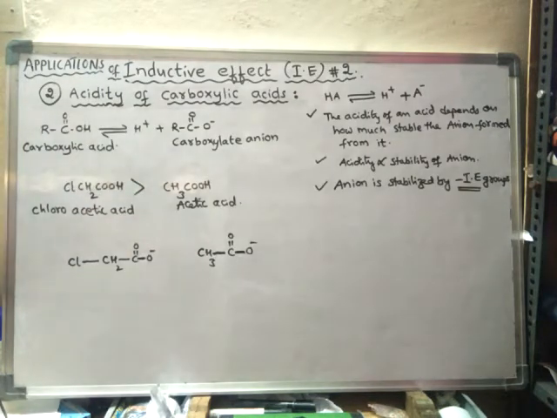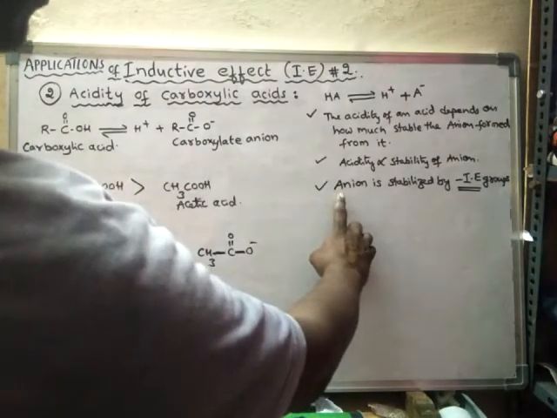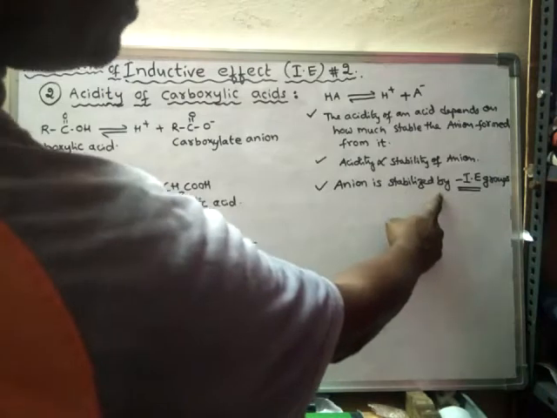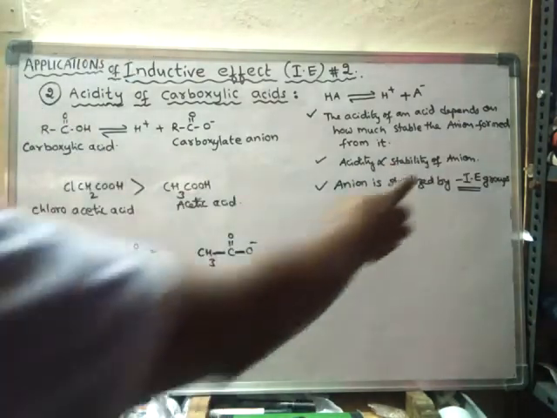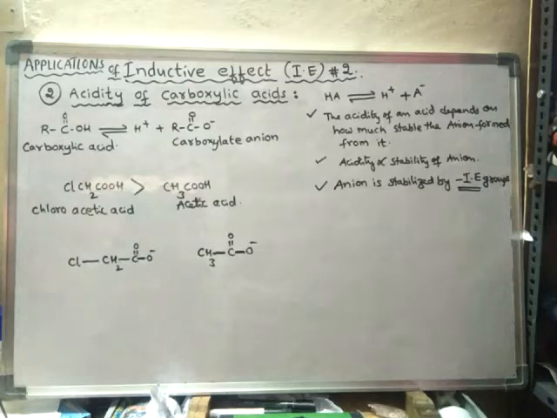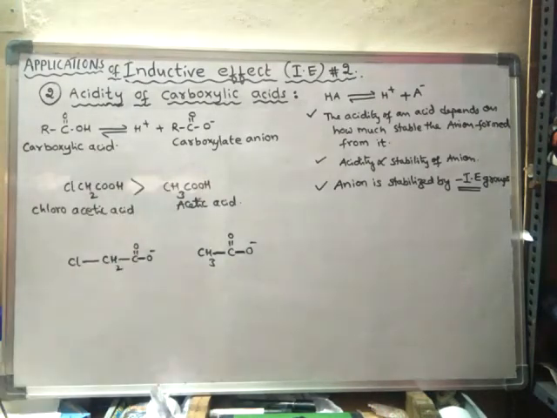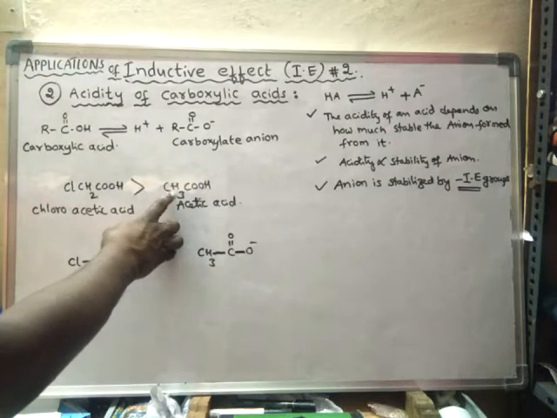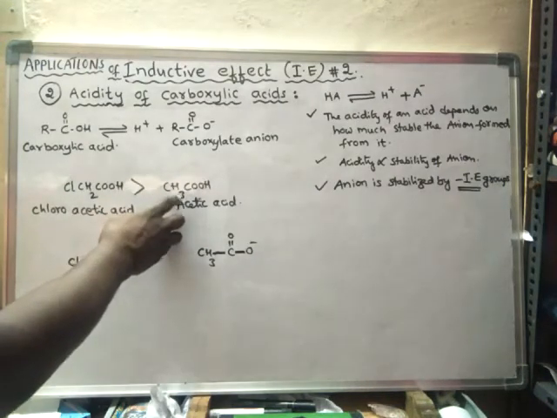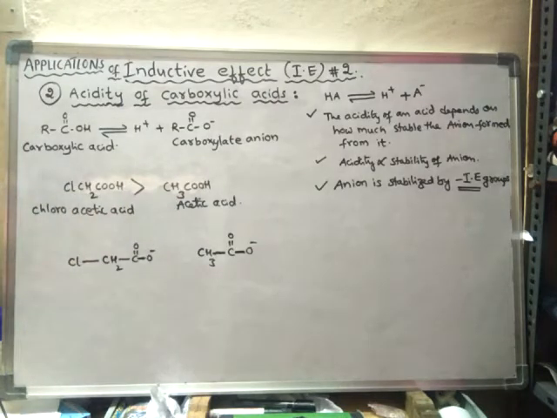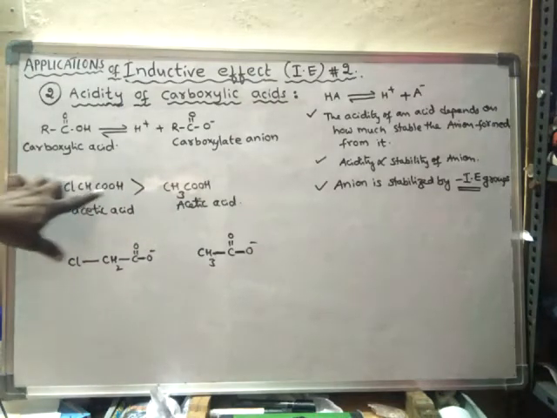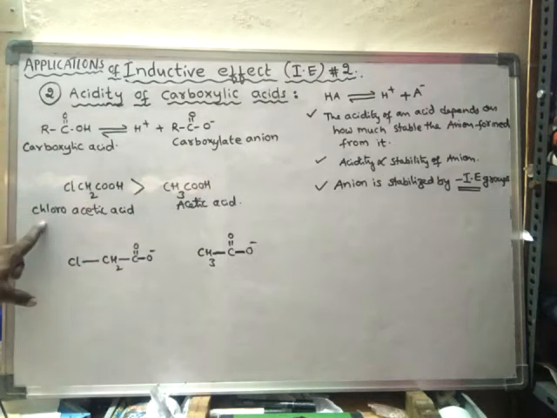See, let us see some examples. Generally, anion is stabilized by minus IE groups, minus inductive effect groups, or else minus I groups. They stabilize the anion. For example, if you see this one, this is acetic acid, CH3COOH. If one of the hydrogens of acetic acid is replaced by chlorine, then it is said to be chloroacetic acid.